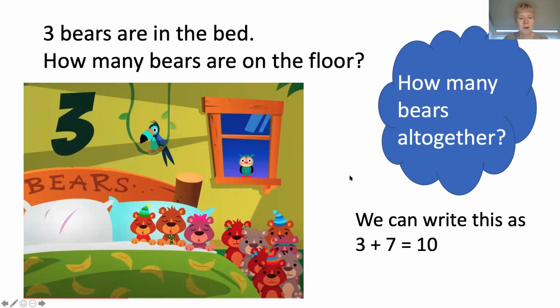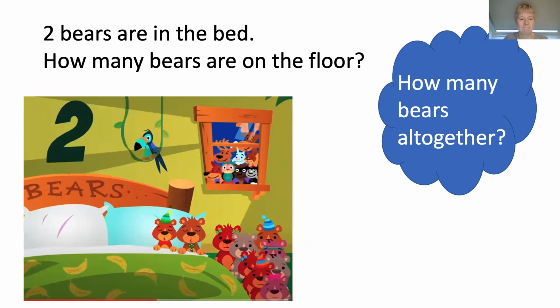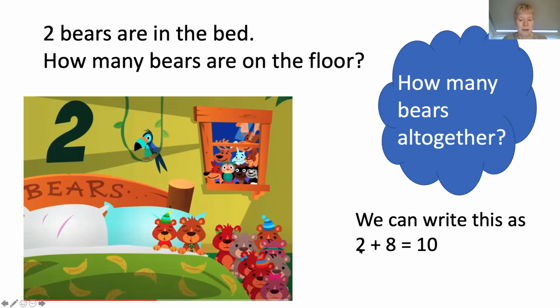Well done. How many bears are going to be in the bed now if one more falls out? Good job. Two bears are in the bed. How many bears are on the floor? There are 8 bears on the floor now, aren't there? And how many bears altogether? Well done. Still 10. Always 10. Can you write that one down? 2 bears are in the bed, 8 bears are on the floor, and 10 bears altogether. There it is. 2 bears in the bed plus 8 bears on the floor makes 10 bears altogether.